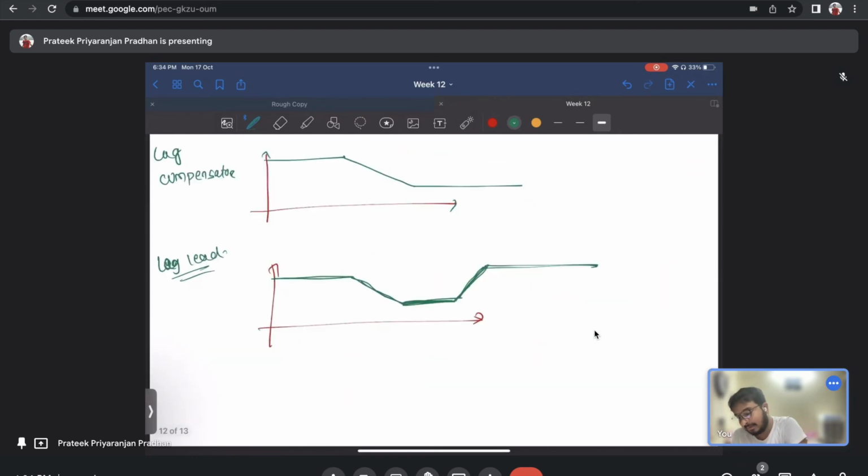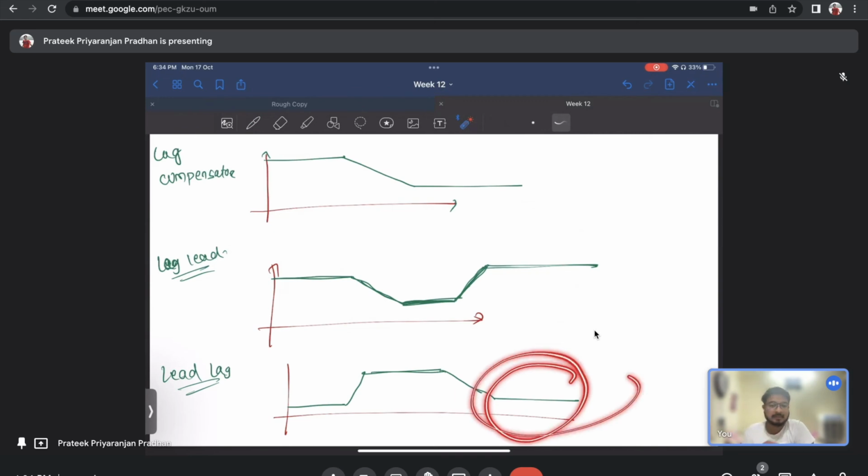If it had been the question of lead lag, the plot would have been first the lead, then the lag part. We can say in that case the high frequency is attenuated, but not in lag lead.